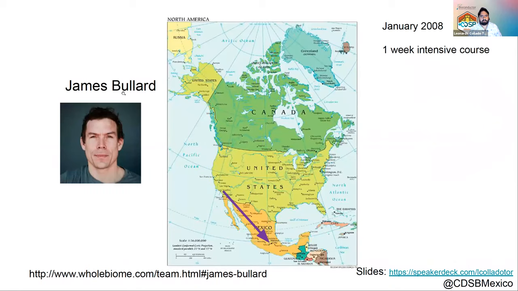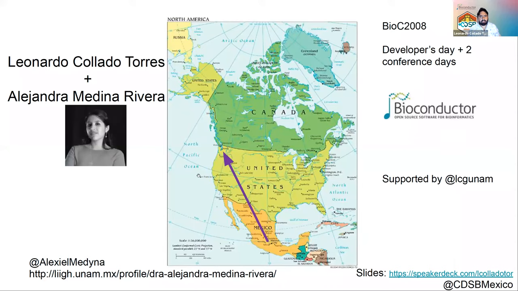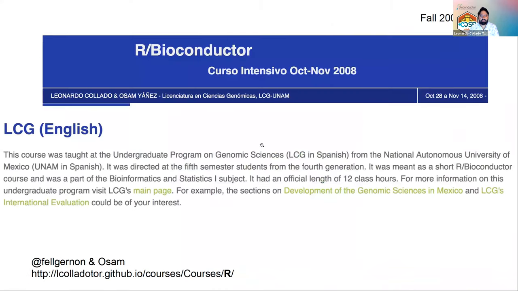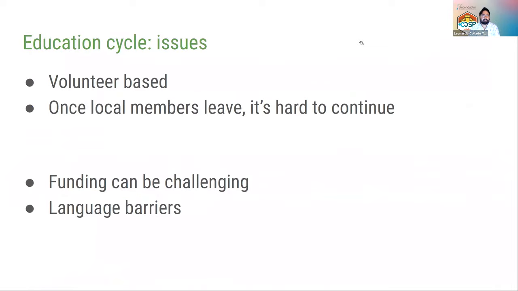And so James Buller, a PhD student in Sandrine Dudois' lab at the time, came to Mexico in January 2008 to teach a one-week intensive course such that we would know what R was, right? And then in the summer of 2008, we attended our first BIOC conference, Alejandra Medina Rivera and myself. Alejandra is also a CDSB founding member. And so we attended that BIOC conference just to learn really the basics about R. And then after that, we came back to Mexico and started teaching. And so this was our first course back in fall of 2008. And this education cycle has repeated itself many times.